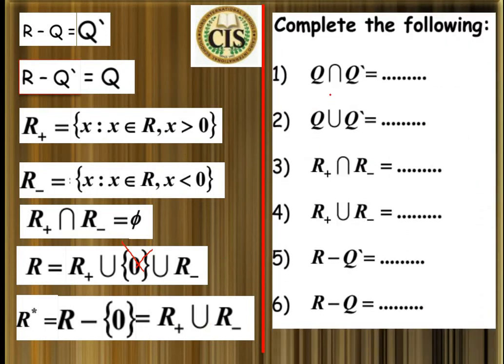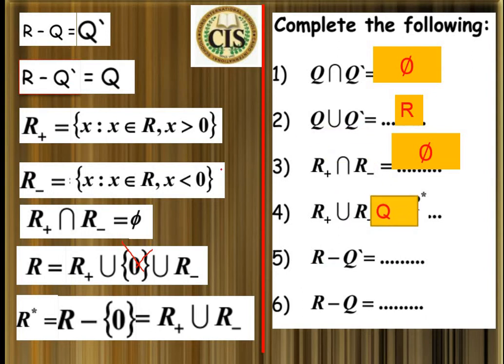Some examples. Q intersect Q dash. No, it's the empty set. Q union Q dash. Yes, very good, R. R positive intersect R negative, the empty set. R positive union R negative like this, R star. R difference Q dash, Q. R difference Q, Q dash.